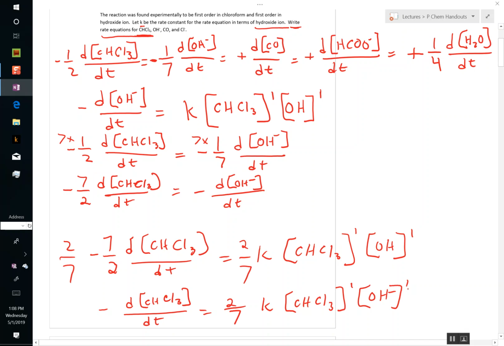Okay, so there you go. There's the expression in terms of methyl chloride. And we already wrote the one with respect to hydroxide, and now you could go off of all of this up here and get an expression for carbon monoxide, get an expression for formate, get an expression for what? Water? No. Okay?